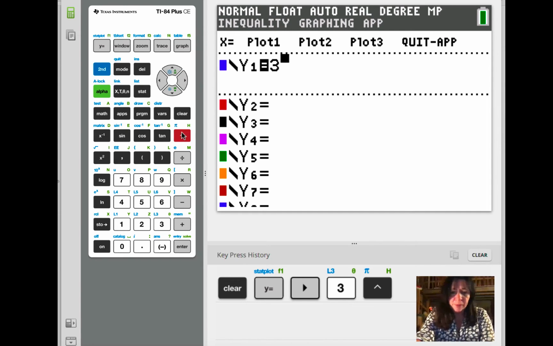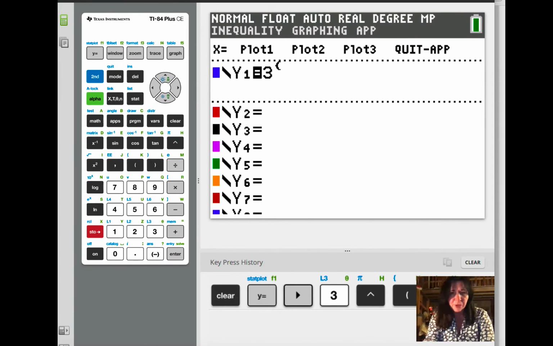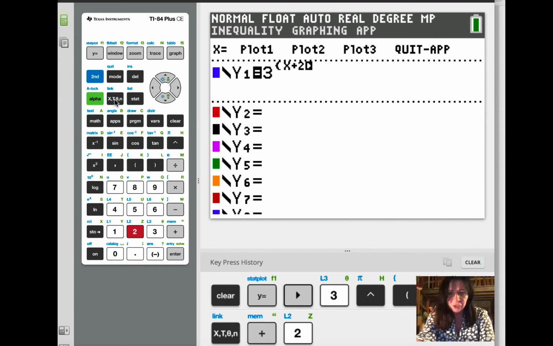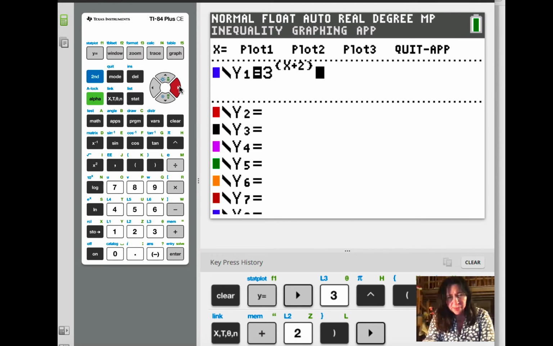And make sure you go in parentheses. This is what? What'd I say? I forgot. Is it plus 2? Yeah. So I've got x plus 2. So I go x, which is the X,T,theta key, and then plus 2. Close that bracket, and then move yourself off of that. So you got to use the arrow key. And then what was that? -1. I think that was what it was.